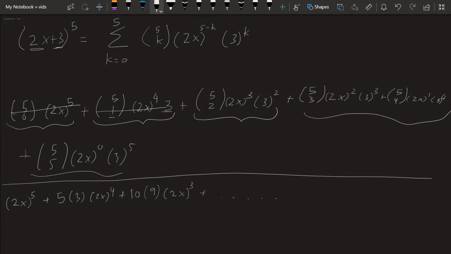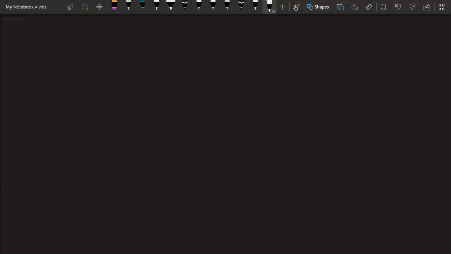Let me just clear out the screen. Let's say you had 3x minus 4 all raised to the power of 4, and you were asked to find the coefficient of the term that has x cubed in it. They're not telling you to expand all of the binomial, they're just telling you to find the coefficient. Coefficient means the number that's supposed to be here. So if we had 1x cubed, the coefficient is 1.